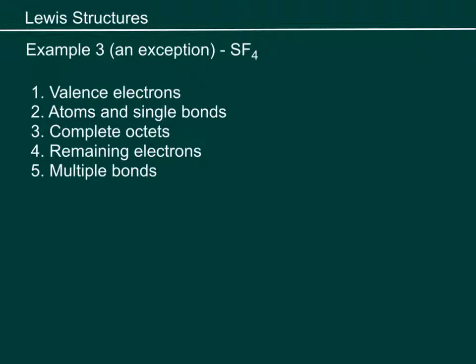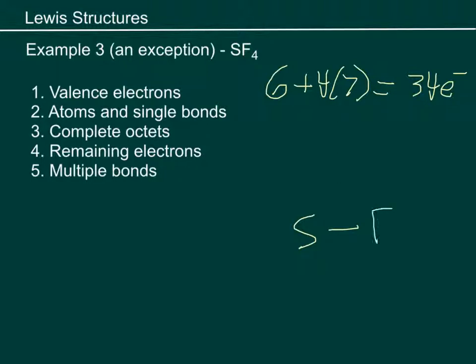Well, sulfur's got 6 valence electrons, and 4 times 7 for the fluorine. Okay, that's 28. We should have 34 electrons. Great. So the next thing we do, put the central atom in, sulfur, with the fluorines. Fluorine, fluorine, fluorine, fluorine. Okay.